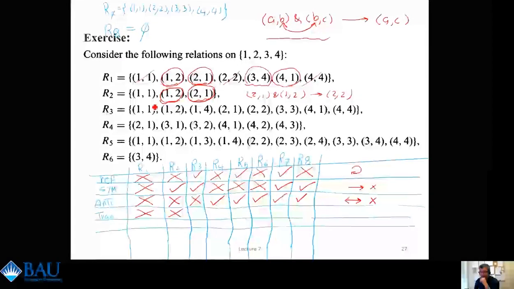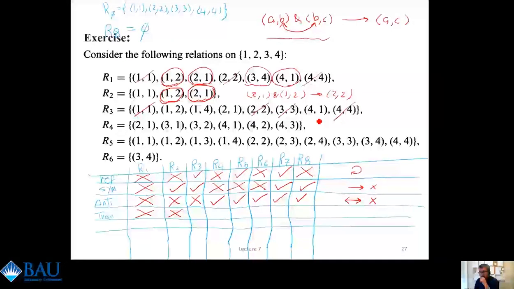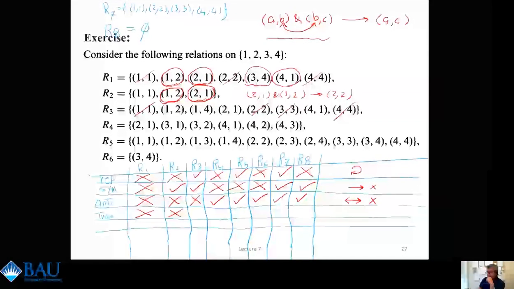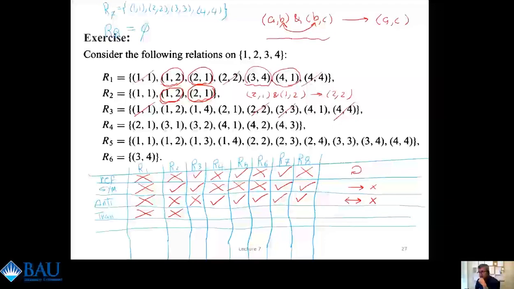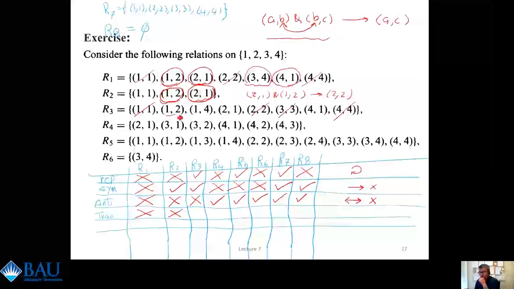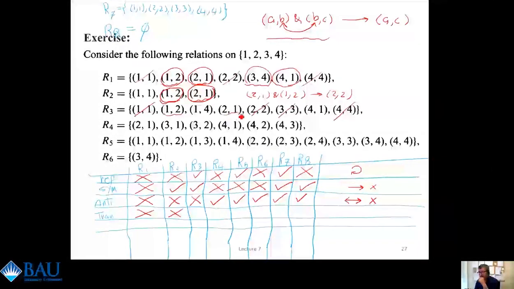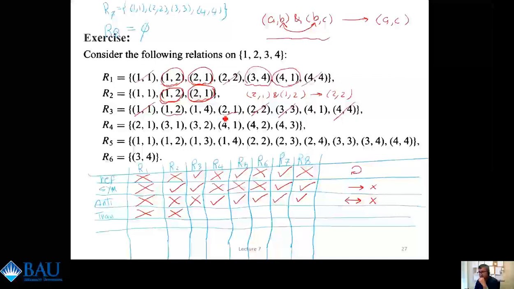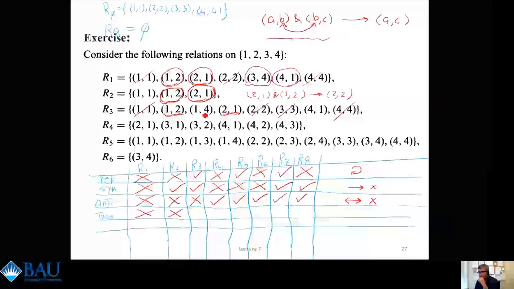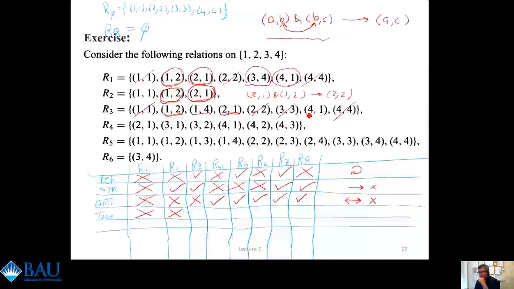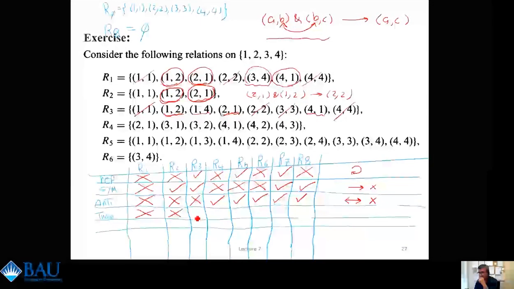About the R3. I don't want to pick up 1, 1, 2, 2, 3, 3, 4, 4. Don't check them. 1, 2, 2, 1. Answer is 1, 1. We have them. 2, 1, 1, 2 is 2, 2. We have them. 1, 4, 4, 1. We have them. 4, 1, 1, 4. We have them. Yes, this is yes.